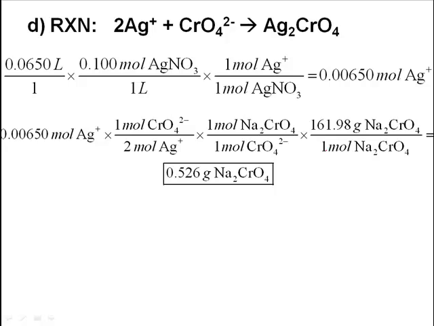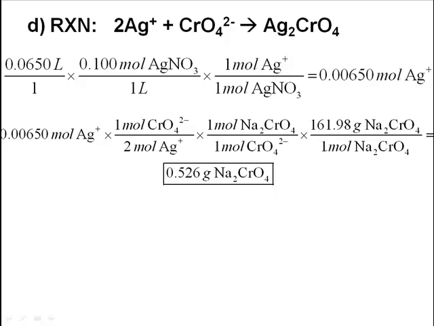Now for part D, the reaction could be rewritten like this if you wanted to. This may make it easier to see what is happening. So your two silvers plus the chromates are making your silver chromate. This is just removing the spectator ions from the equation.